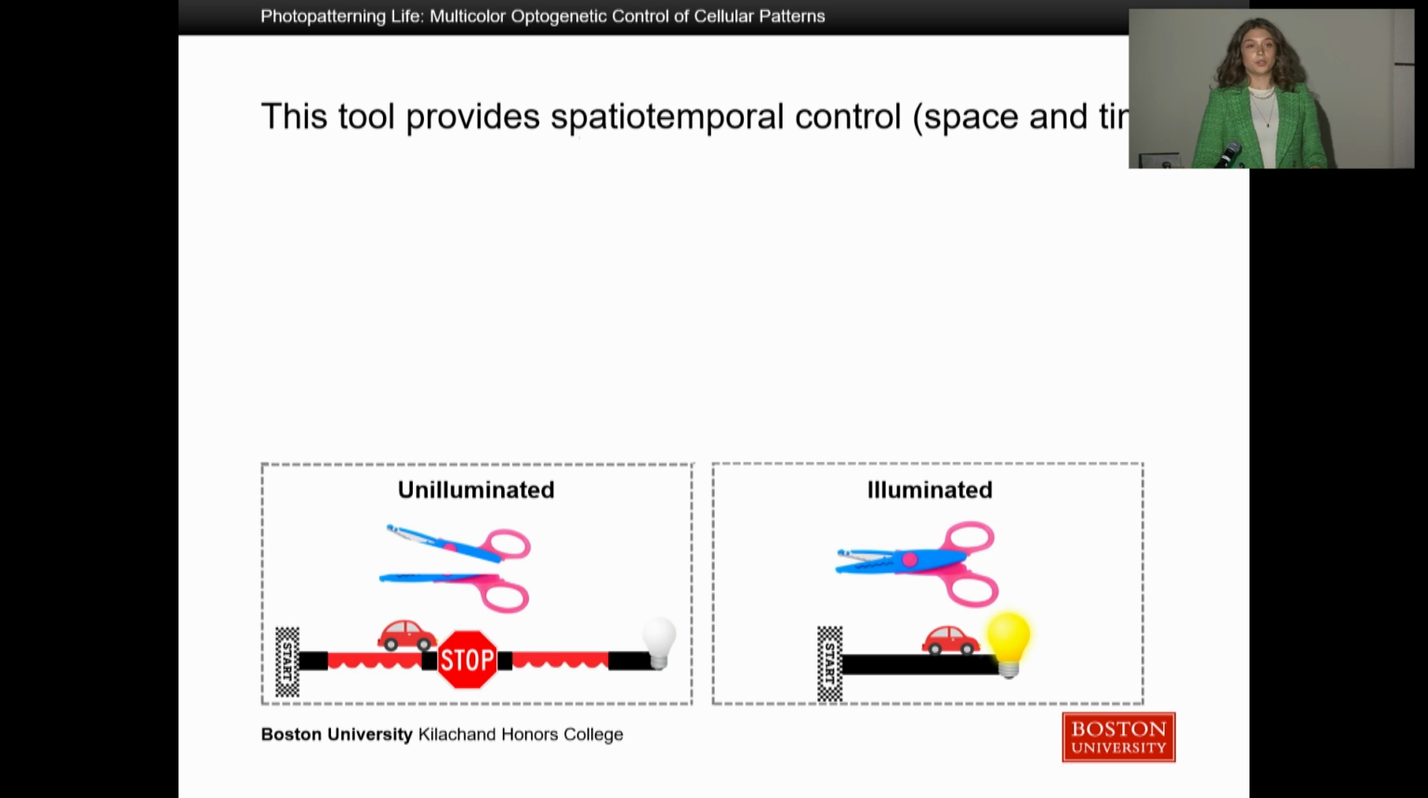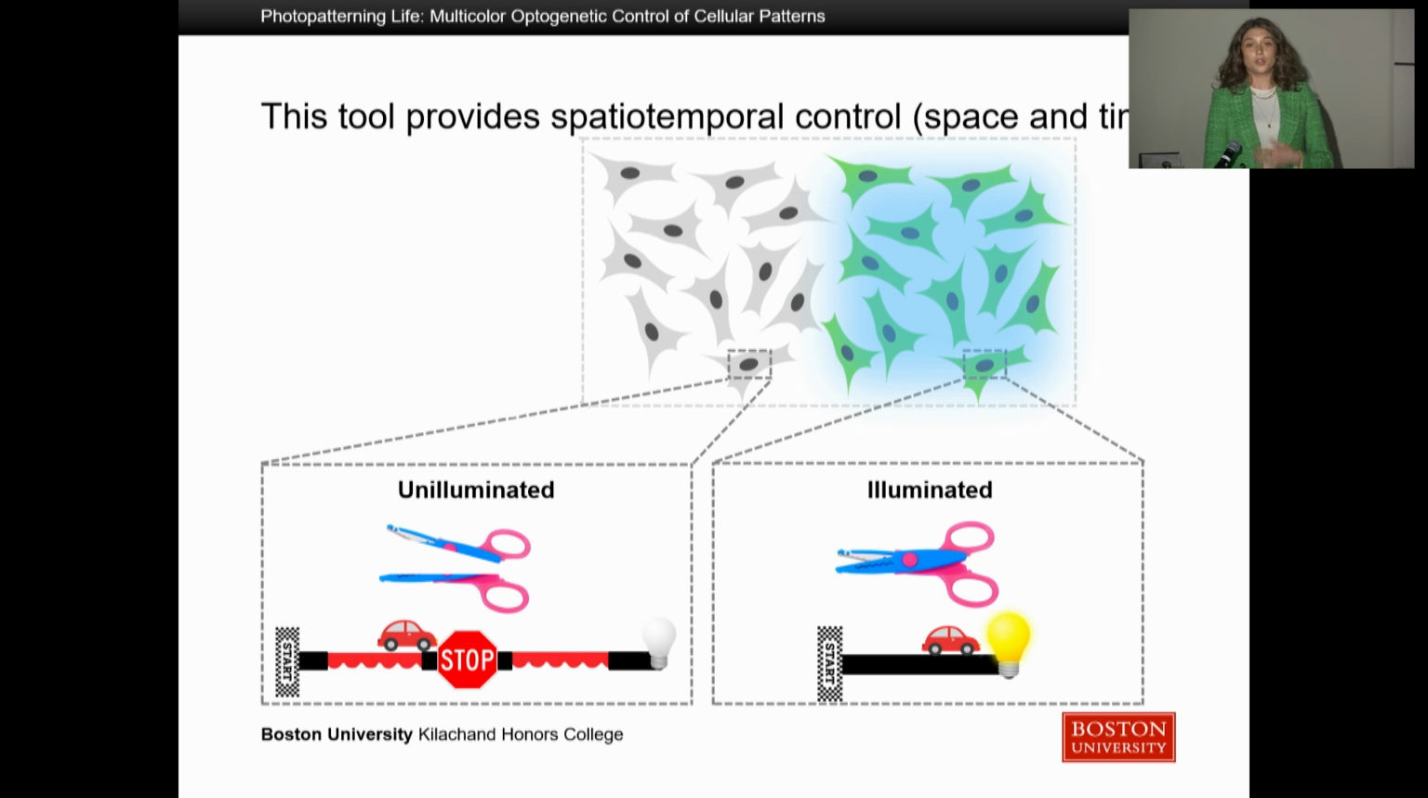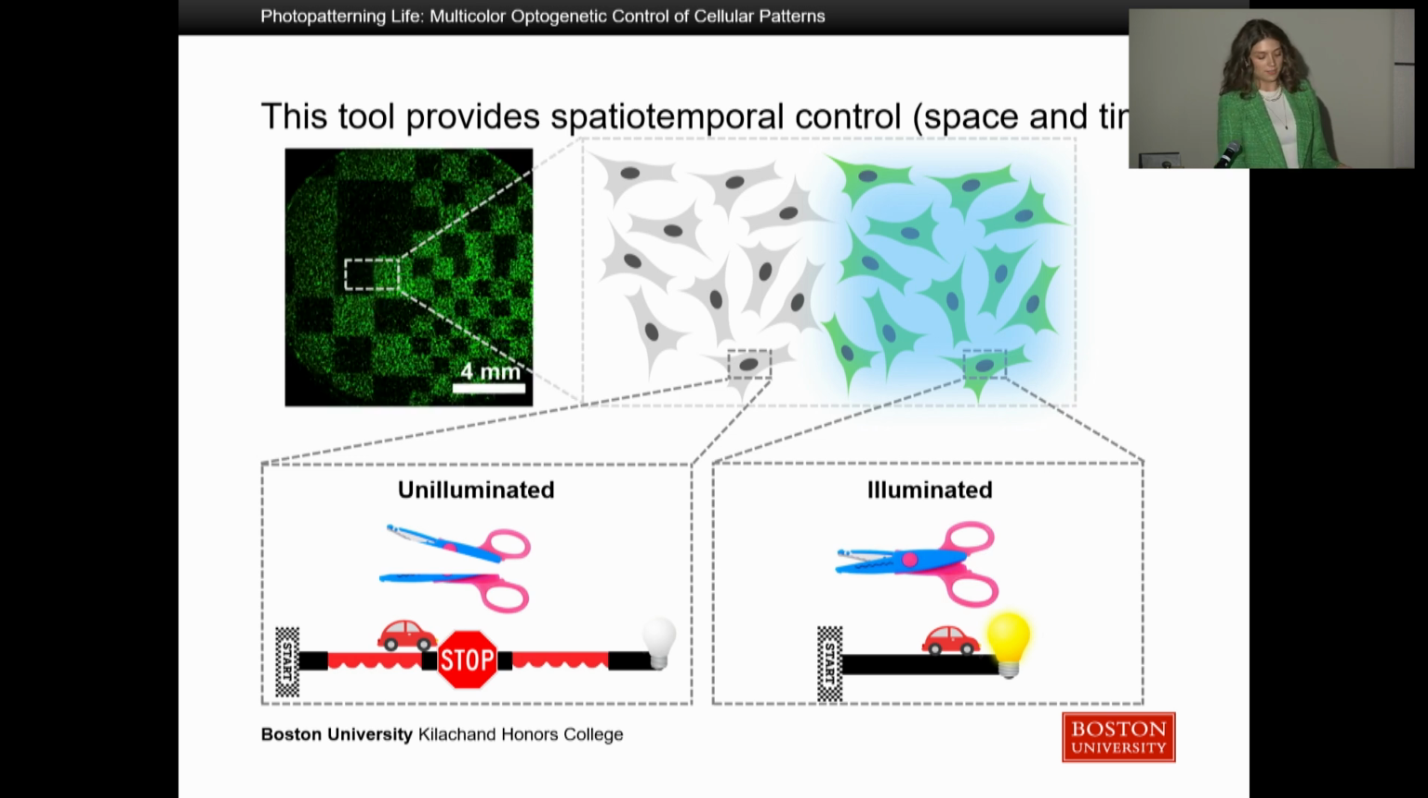So using this tool, we can have spatiotemporal control over cell activation, which means we're controlling cell activation over space and time. So a cell that saw light would be activated, and a cell that did not see light is not activated. And we can use this to pattern a single cell, a group of cells at the same time, or even an entire well of millions of cells. The image you're seeing here is a well of over 1 million cells, and every green dot is a cell that's been activated by blue light.